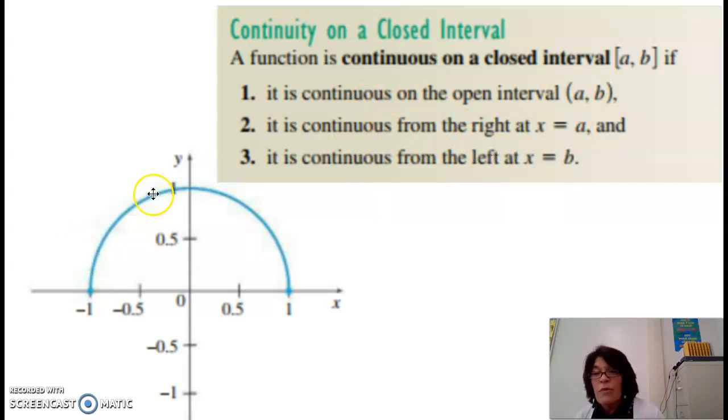It's continuous as I approach from the right to negative 1. As I approach from the left, it's continuous at 1. It's hard to call this continuous at negative 1 from the left because from the left, it doesn't even exist. And we can't say from the right at b because to the right of 1, it doesn't even exist. So that's why when it's a closed interval, we look at the open interval for continuity, and then we look: is it continuous from the right to the left endpoint and from the left to the rightmost endpoint?